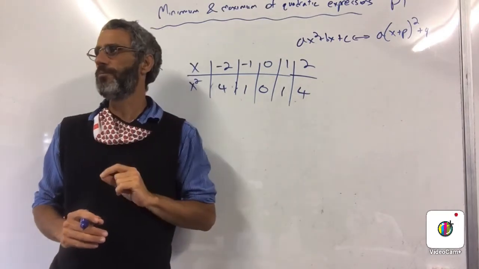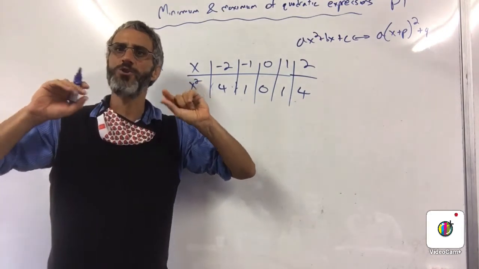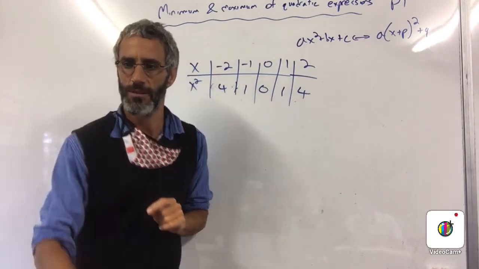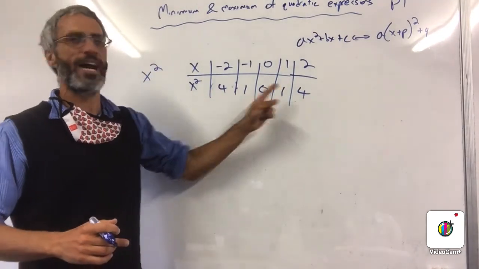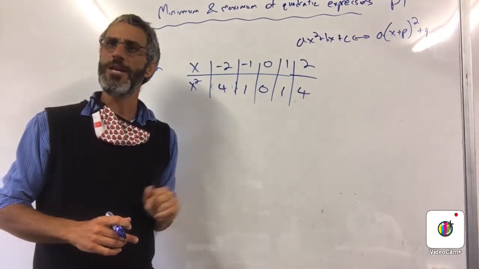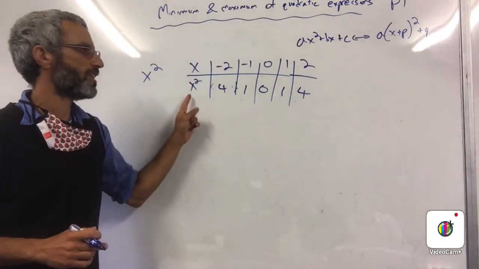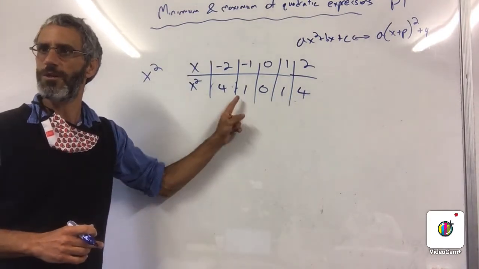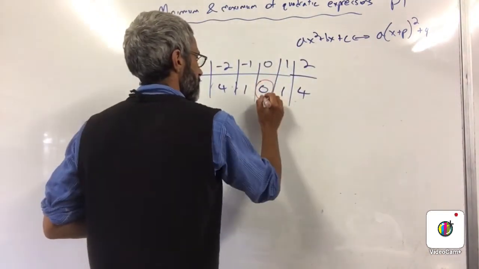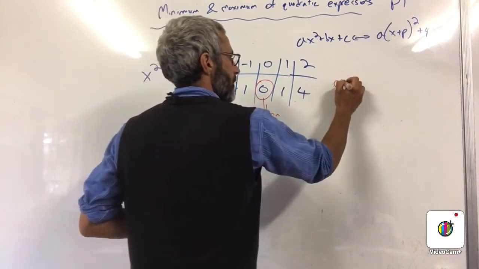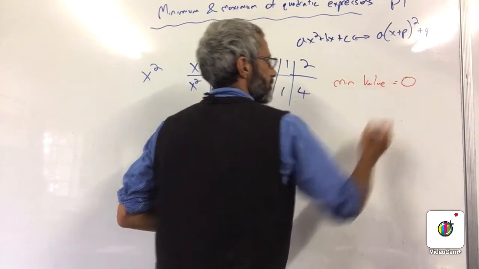Is there a maximum for this quadratic expression? Is there a certain value that you're never going to get higher than? No. As I increase x, I'm going to get higher and higher numbers. But is there a minimum? Yes, there is a minimum. What was the smallest number that you can get x squared to be equal to? 0. So this is your minimum value, and the minimum value equals 0.